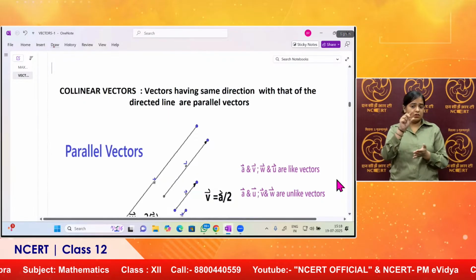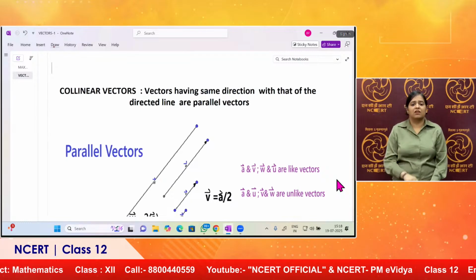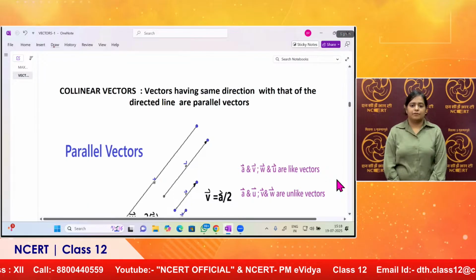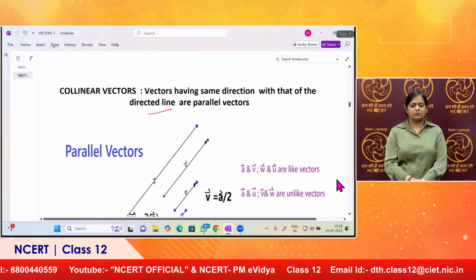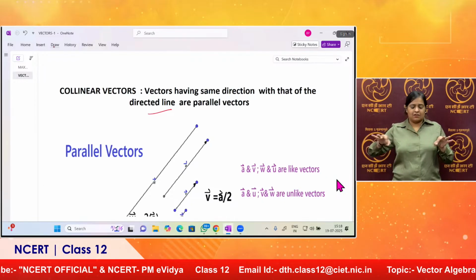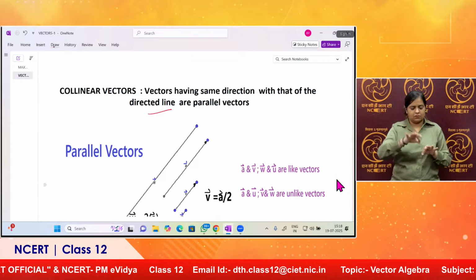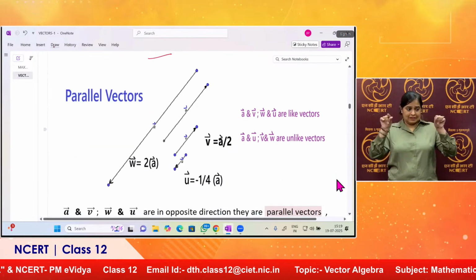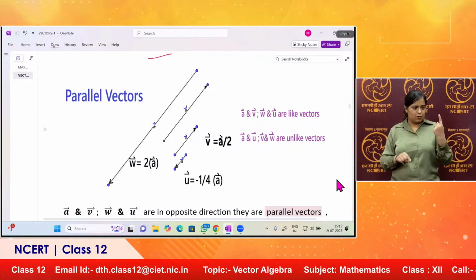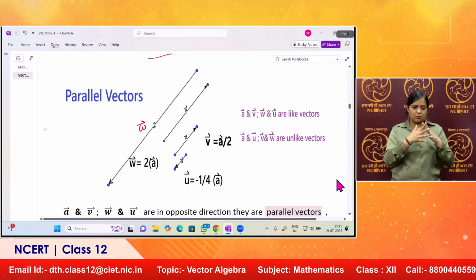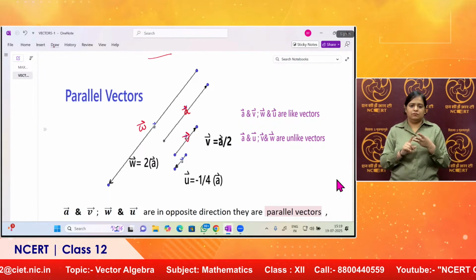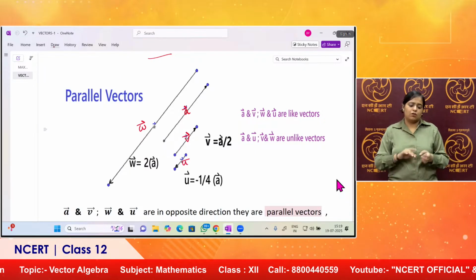Now we have another term that is known as collinear vectors. Now what are these collinear vectors? The vectors having the same direction as that of the directed line. That means a line will be given to us, and the vectors that we are talking about will be parallel to this directed line. So when we talk about the set of lines that you see here, this is one line which is represented by vector W. This is represented by vector A. This is represented by vector V, and this by vector U.